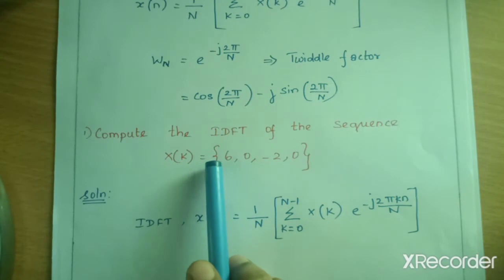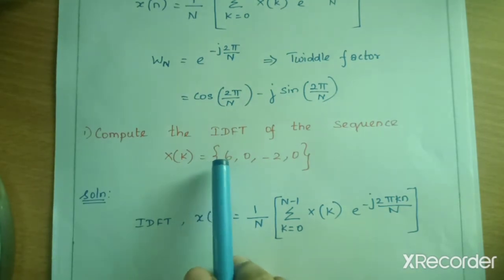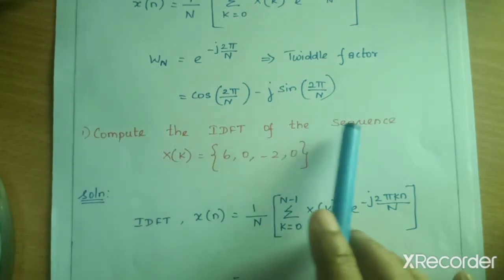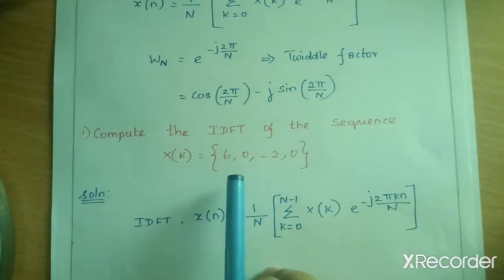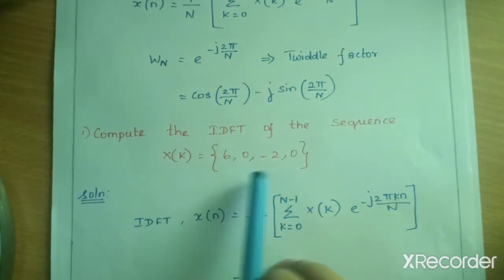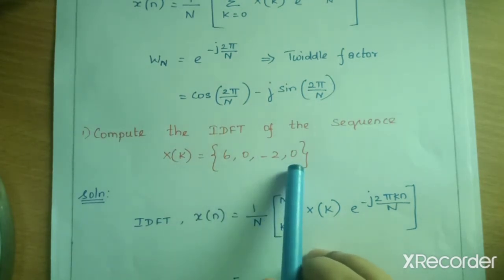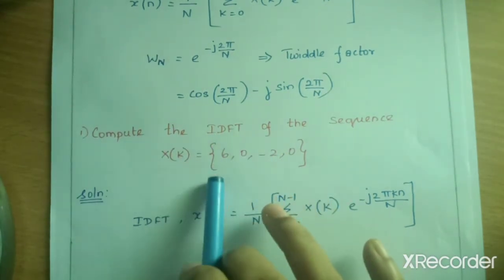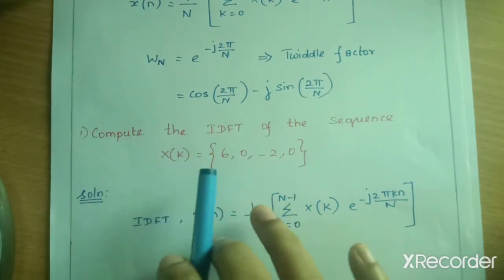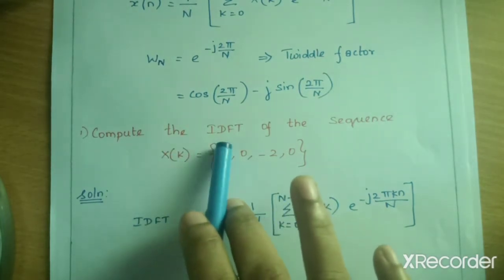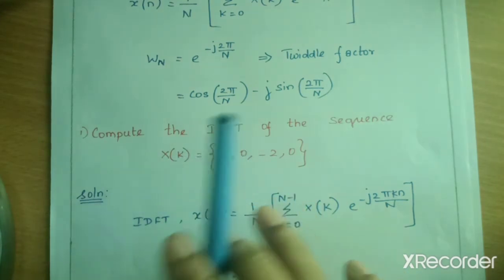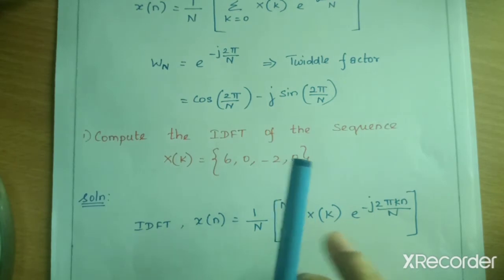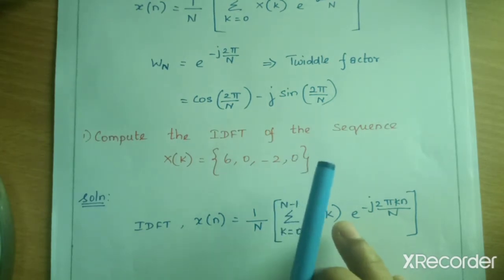Here we have an example for computation of IDFT. The question is: compute the IDFT of the sequence capital X of k is equal to 6, 0, minus 2, 0. So here we have to calculate the small x of n. The given sequence will be in terms of capital X of k in the case of IDFT, whereas in the case of DFT, small x of n will be given and we have to find the capital X of k.